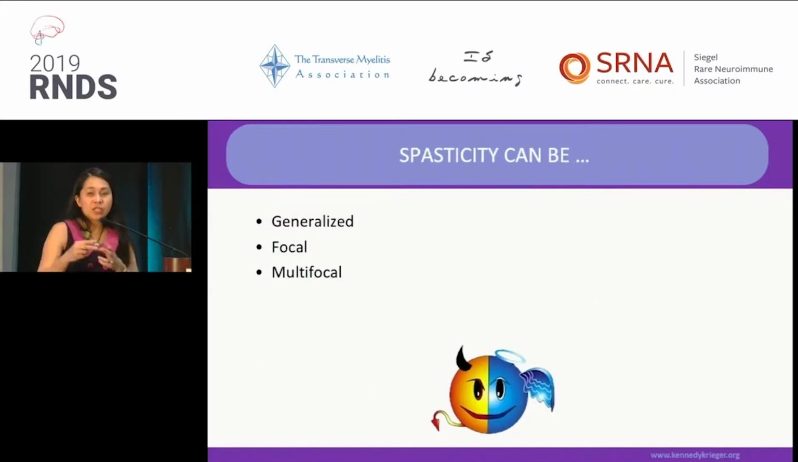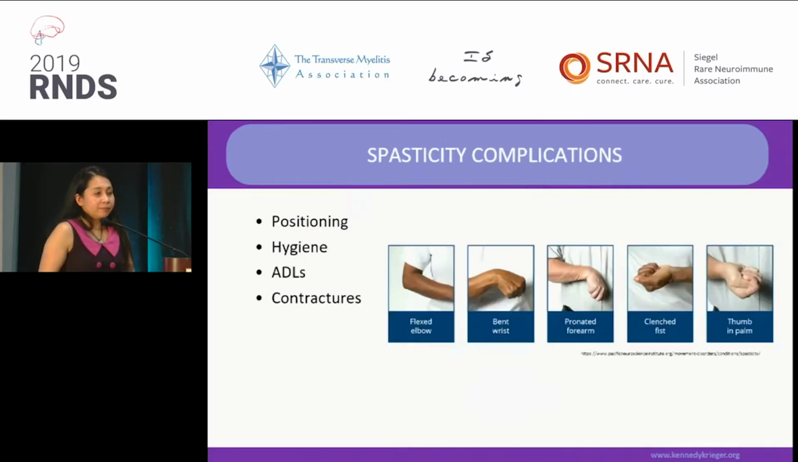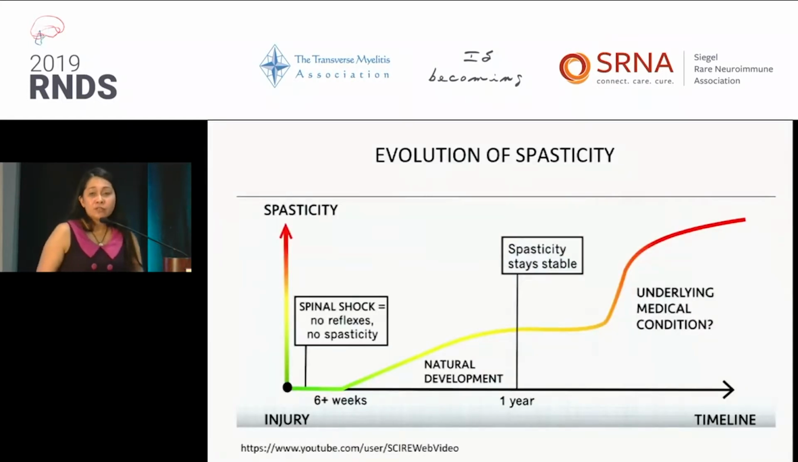Spasticity can be generalized. It can affect all upper, lower. It can be focal. I have some people who just have spasticity of just one muscle, or it can be multifocal, meaning several muscles, but not the entire body. Okay, again, I alluded to these complications. It can affect positioning, hygiene, ADLs, contractures. Now, the evolution of spasticity.